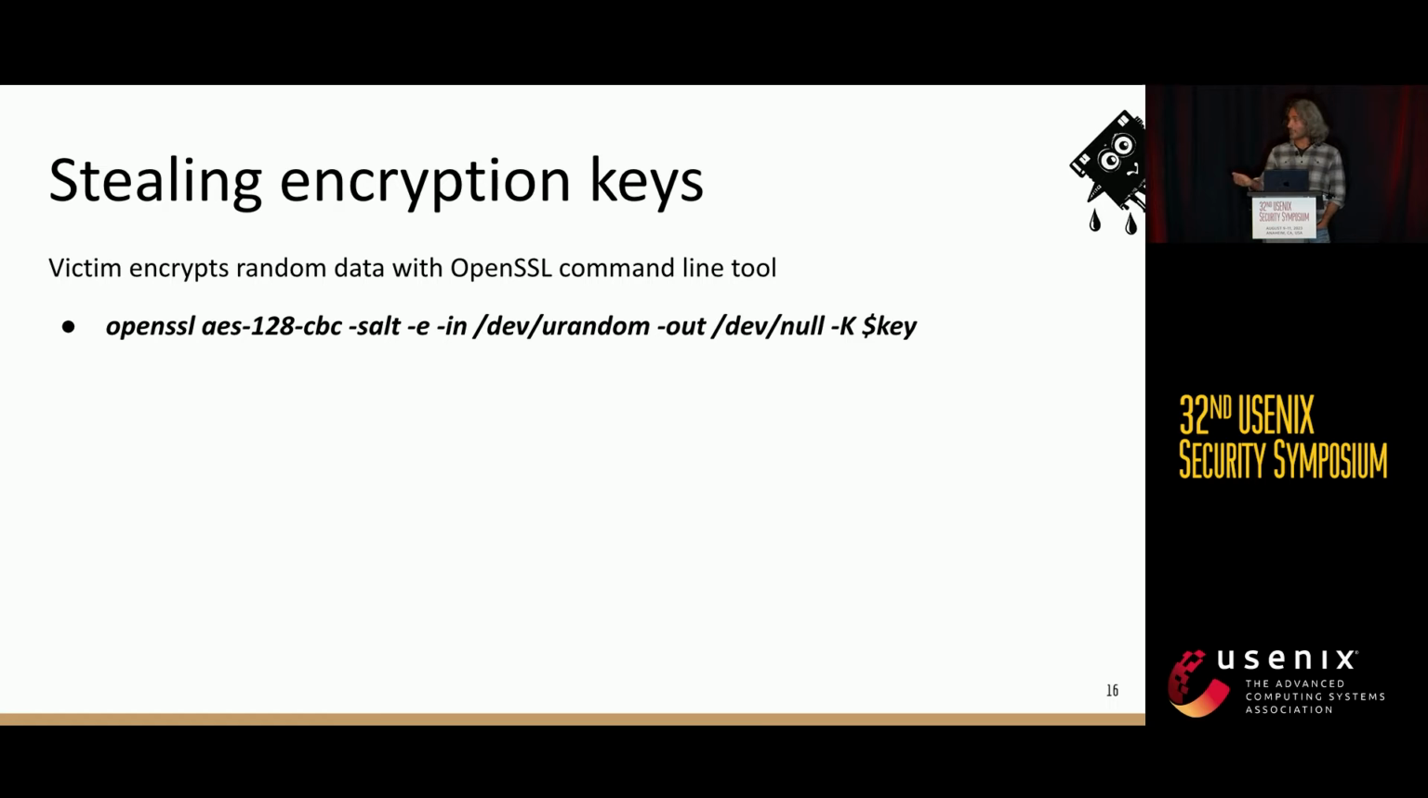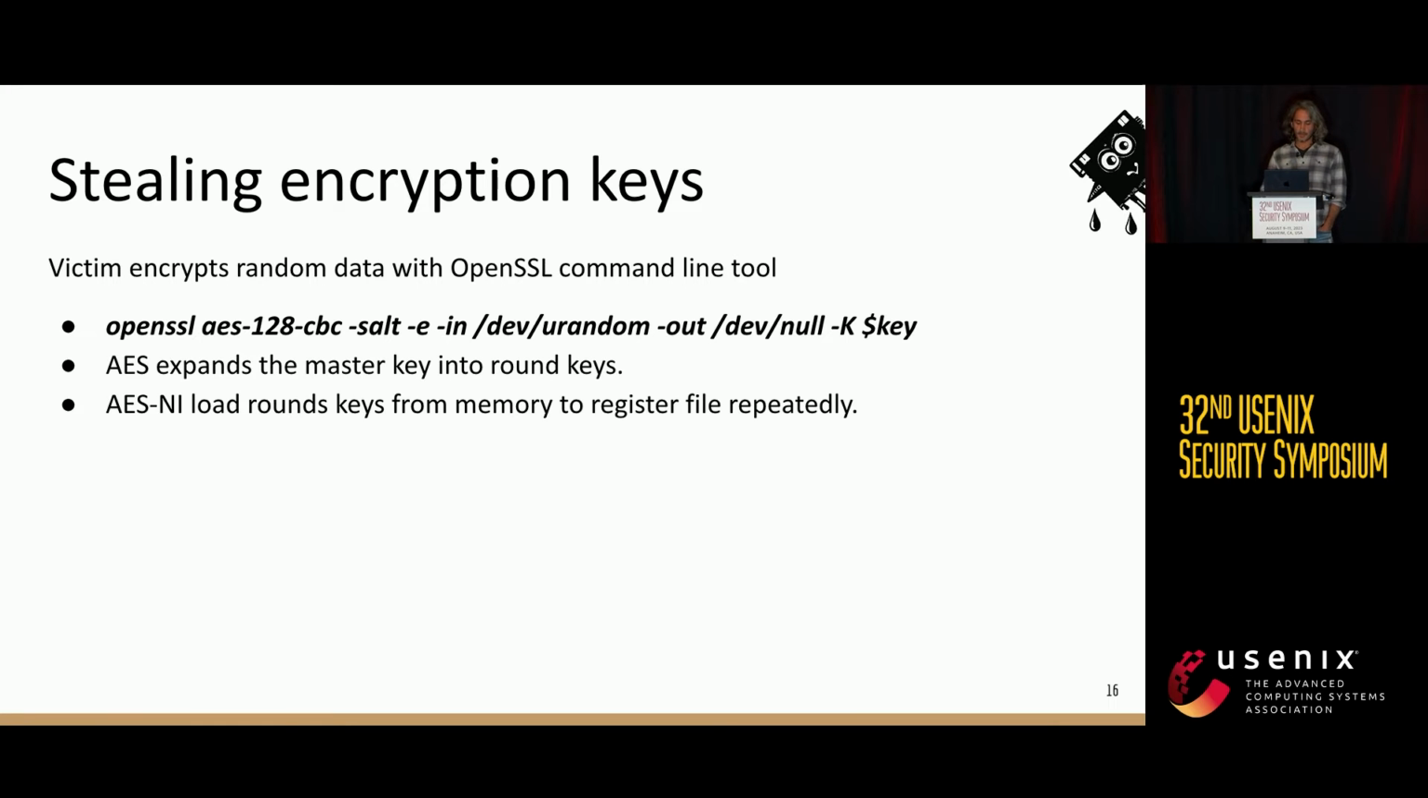And we use the same key, of course, when we execute this command, and it encrypts a bunch of blocks of data. When we do this, the AES algorithm naturally expands this master key to a bunch of round keys. And then the AES-NI, for every block of encryption, is going to repeatedly load these round keys to the register file.